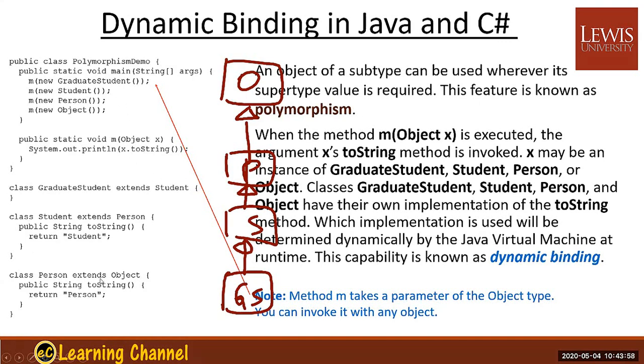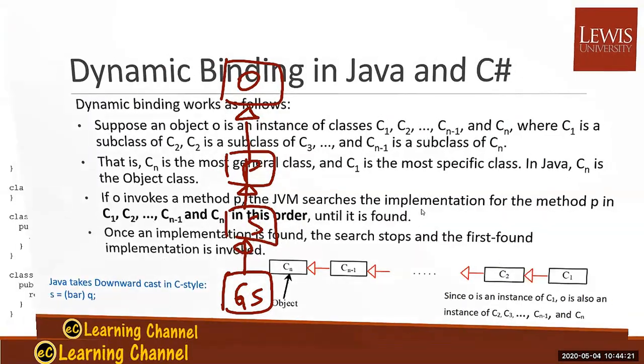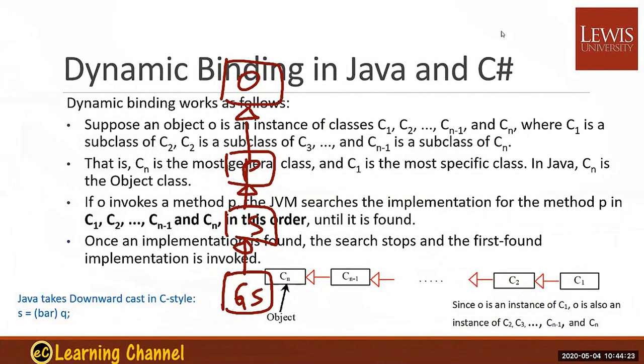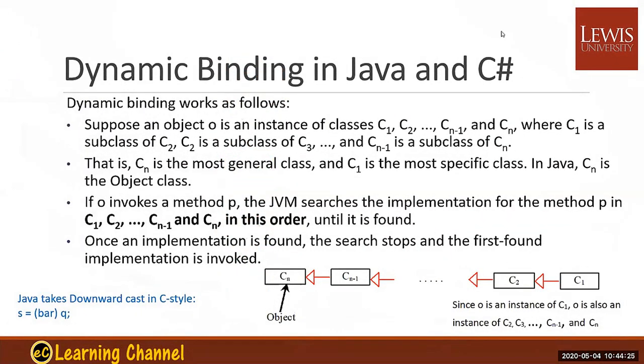So you will run the graduate student version. Graduate student has no implementation, so it falls back to student. Student will print student. So this one prints student. Then student also prints student. Person also prints person. So student, student, person. Last one, object prints the hash code. Okay. So that's actually how dynamic binding works in Java.